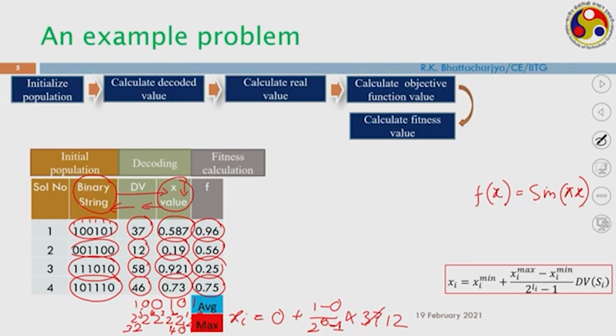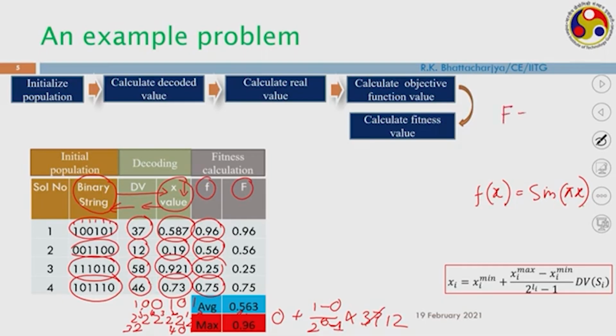Then you calculate the fitness function. Small f is the objective function and capital F is the fitness function. If you recall, this problem is a maximization problem. Therefore, I can take capital F equal to small f, that means the same function can be used as the fitness function. So, here, if the capital F value is more, in that case the solution is better.